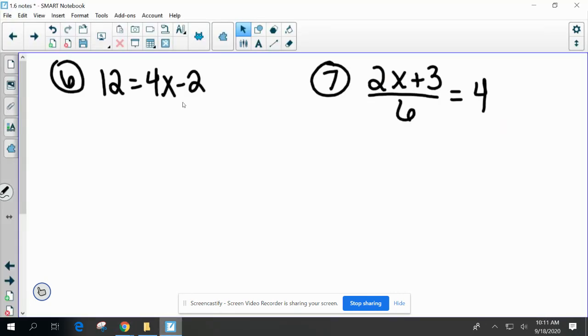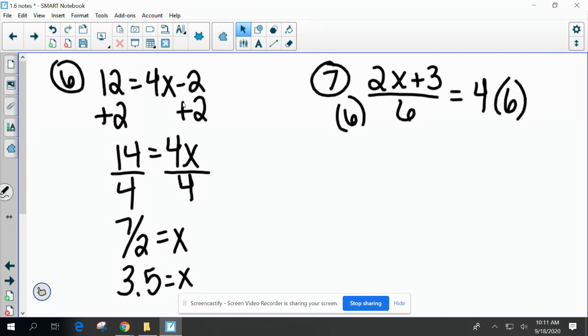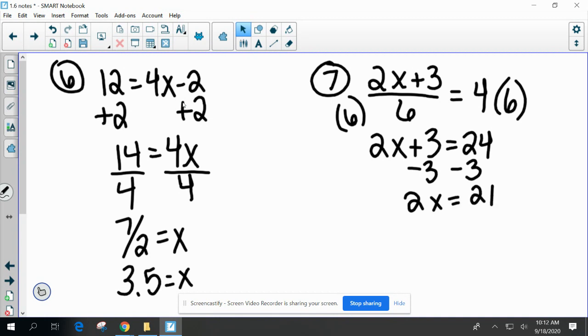Okay, so if I go through this, if you kept it as a fraction, it would be 7 halves equals x, or 3.5 equals x, either way. On number 7, you have to multiply by 6 first to get rid of that fraction. So then you have 2x plus 3 equals 24. So this is actually a 3-step equation. So you would get x equals 10.5.